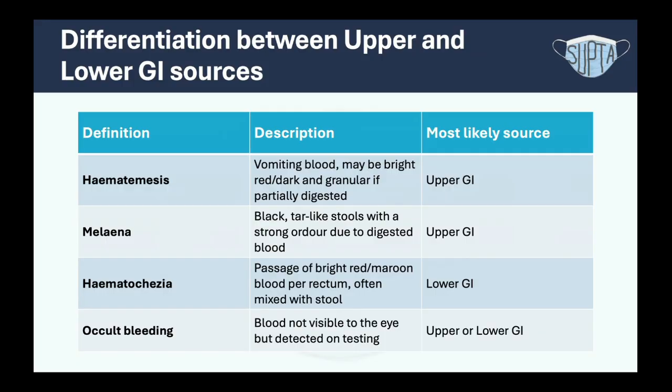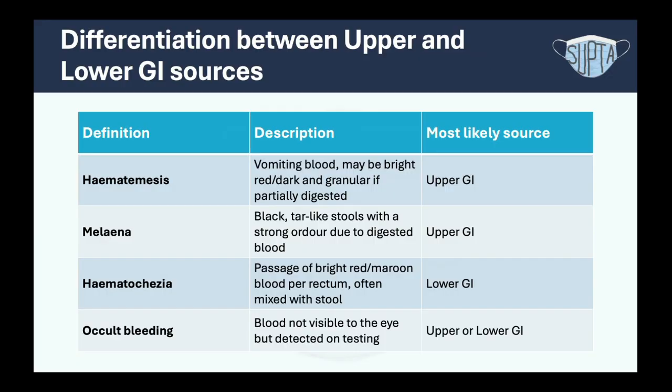Next is melena, which is a black, tar-like, smelly stool caused by digested blood, and this usually comes from the upper GI tract because the blood needs time to travel through the intestine and to be broken down. But rarely, very slow bleeding from the right colon can cause melena too, but it's usually from an upper GI source. Next, we have hematochezia, which is the passing of bright red and maroon blood through the rectum. It's often mixed with stool, so this color indicates that the blood hasn't been significantly digested.